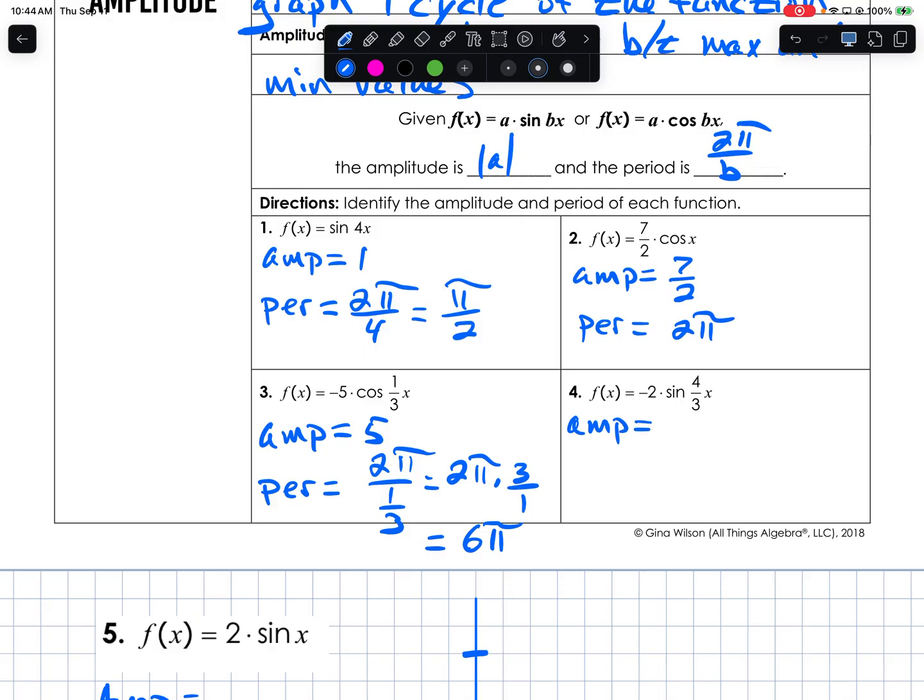What's amplitude here? 2. Period. 2 pi. I'm going to do copy dot flip right away, right? So dot instead of divide, and I'm going to make it 3 over 4. So we get 6 pi over 4. What's that reduced to? 3 pi over 2. Right? You can divide top and bottom by 2. Okay? So that's as easy as it can get from a question standpoint.